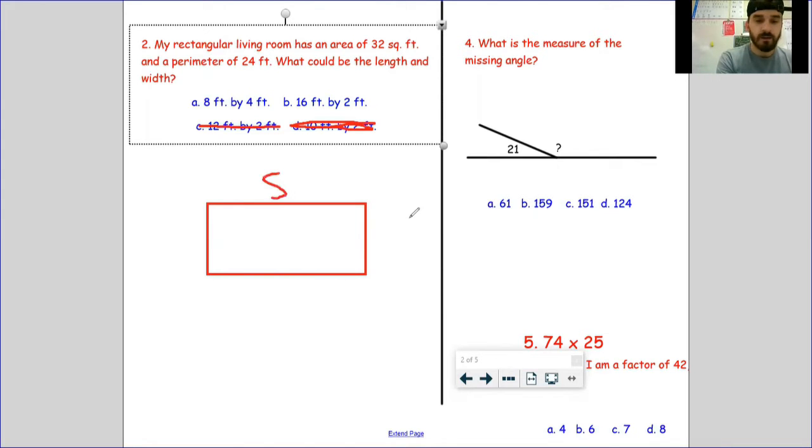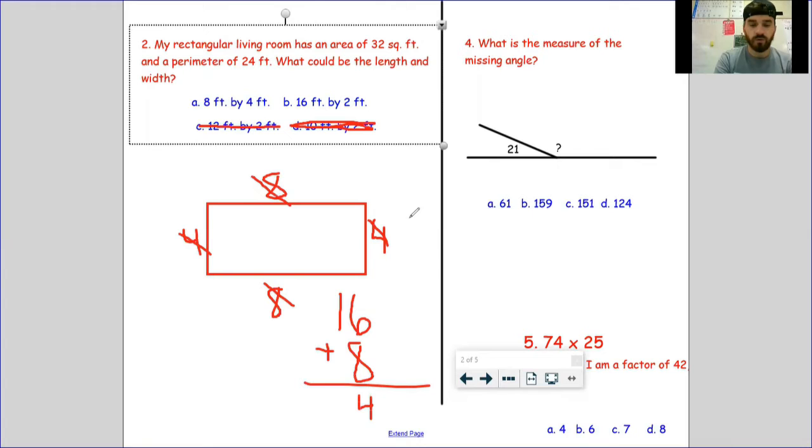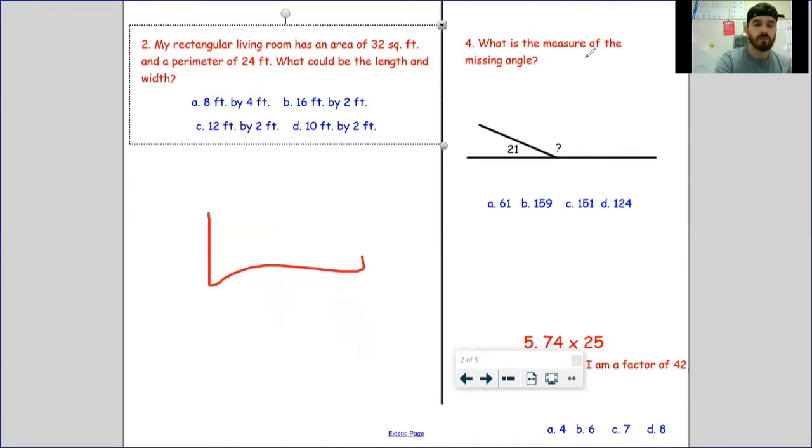So I'll start with A. Opposite sides are equal, and I always add my like numbers first. 8 plus 8 is going to give me 16. 4 plus 4 would give me 8. 16 plus 8 gives me 24. So not only does 8 feet by 4 feet give me my area of 32, it also gives me my perimeter of 24, which is my answer. But I would still very quickly check the perimeter of answer choice B.